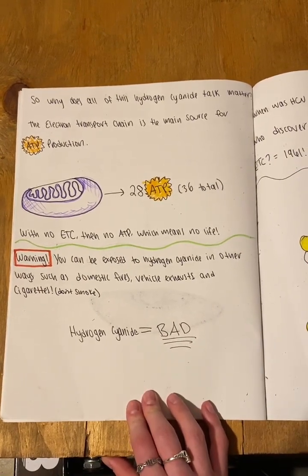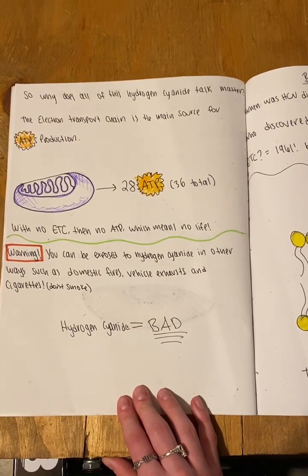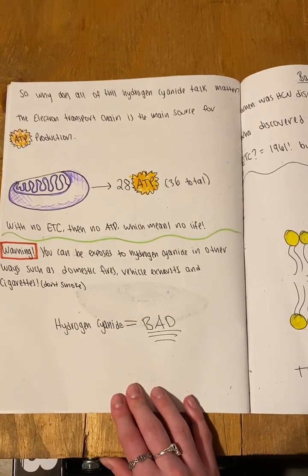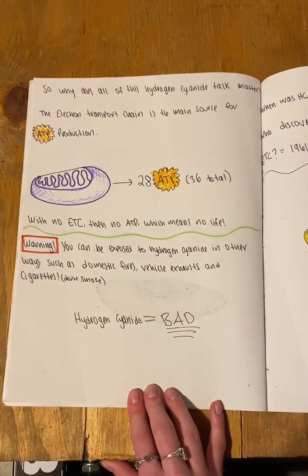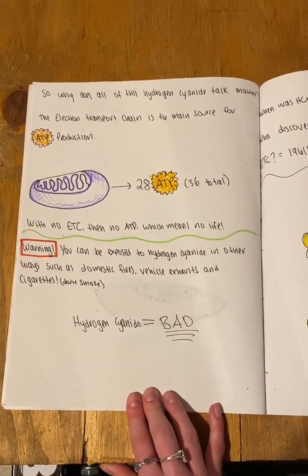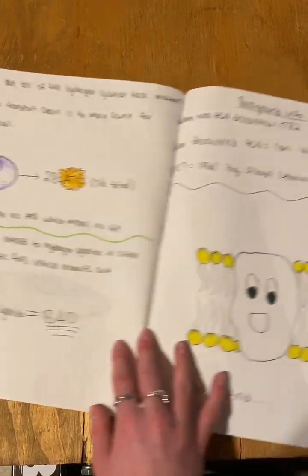The electron transport chain is the main source of ATP production. It produces 20 ATP of the 36 total, and with no ETC, then no ATP, which means no life. And warning, you can be exposed to hydrogen cyanide in other ways, such as domestic fires, vehicle exhaust, and cigarettes, so don't smoke. Hydrogen cyanide is bad.